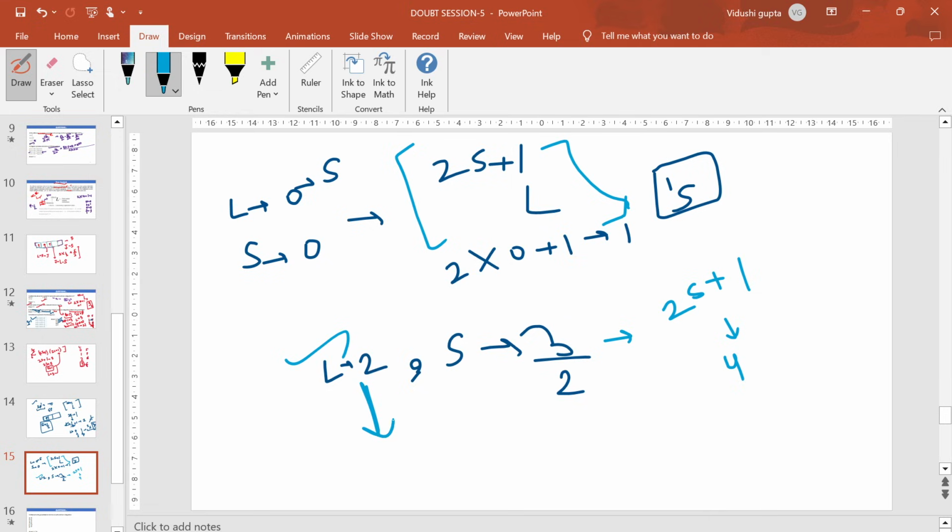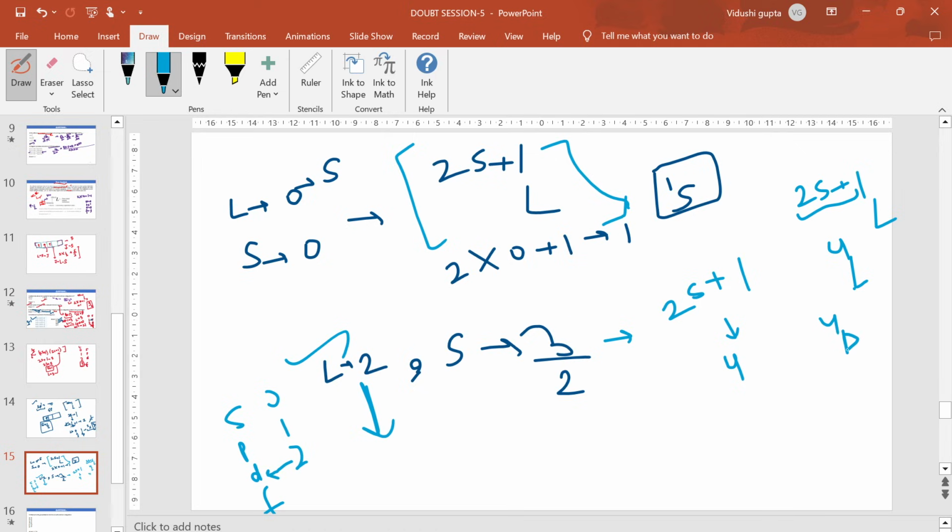L is 2. L is the total orbital angular momentum. The term symbol is represented by 2S plus 1 into L. So in this form, we have to calculate. We already know about the spin multiplicity, it is 4. But what will be the value of L? As L is 2, that means 2 corresponds to D. So it will be 4D.